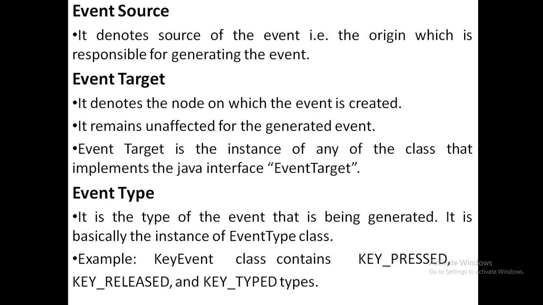Event source. It denotes the source of the event, that is the origin which is responsible for creating the event. Event target. The event target denotes the node on which the event is created. It remains unaffected for the generated event. Event target is the instance of any class that implements the Java interface EventTarget. Event type. This is the type of event that is being generated. It is basically the instance of EventType class. For example, KeyEvent class contains key pressed, key released and key typed types.